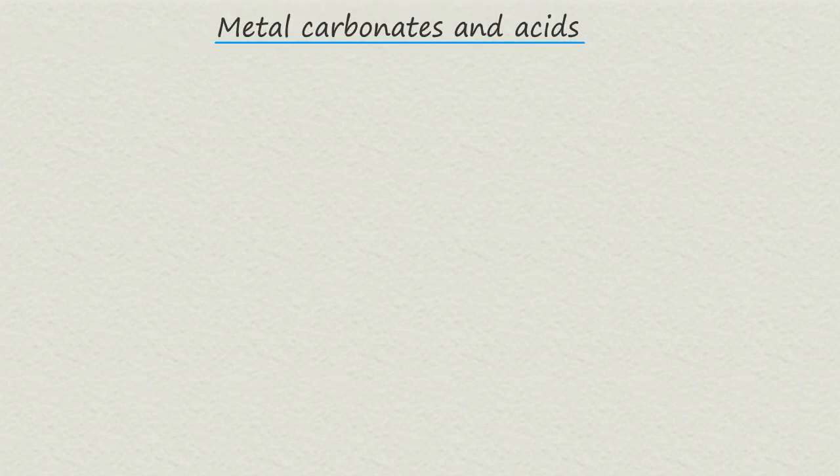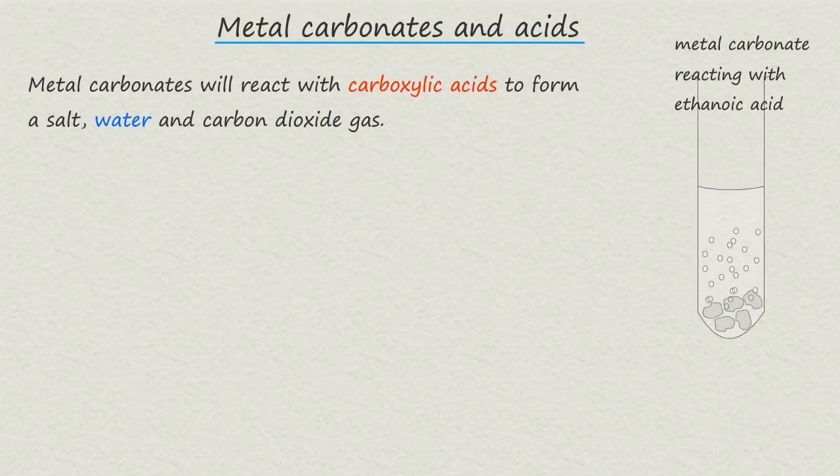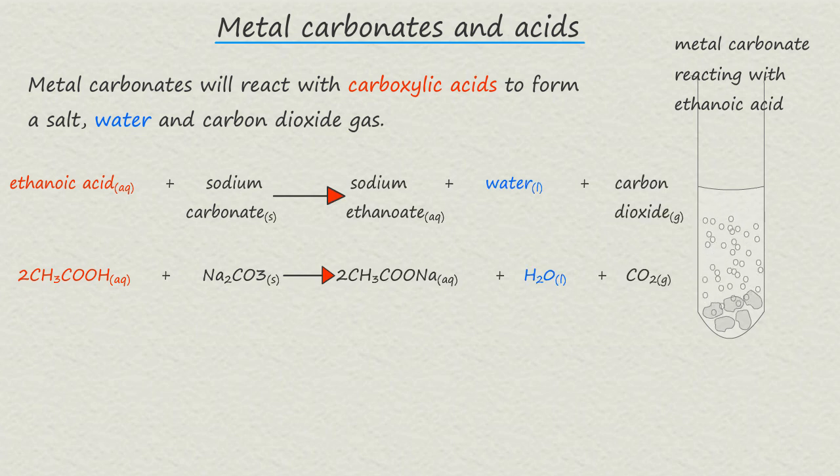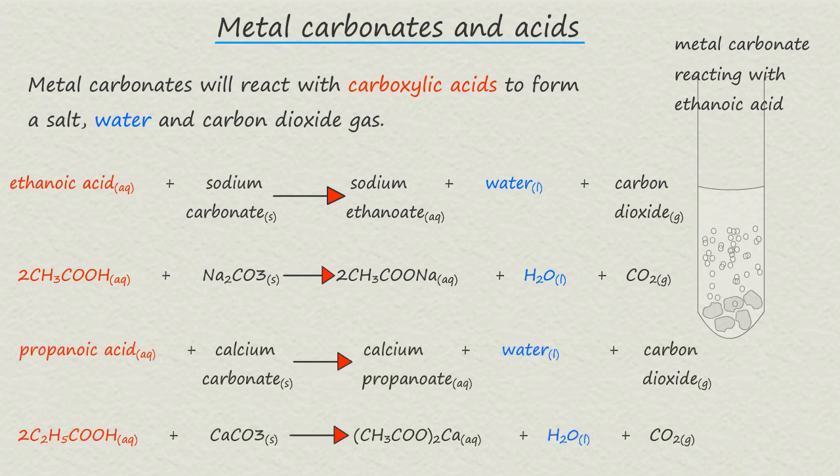Now metal carbonates will react with carboxylic acids to form a salt, water and the gas carbon dioxide. For example, the carboxylic acid ethanoic acid will react with sodium carbonate to form sodium ethanoate, water and release carbon dioxide gas, while the carboxylic acid propanoic acid will react with calcium carbonate to form calcium propanoate, water and carbon dioxide gas. Now you could test the gas released in these reactions by bubbling it through lime water to prove that it is indeed carbon dioxide gas.